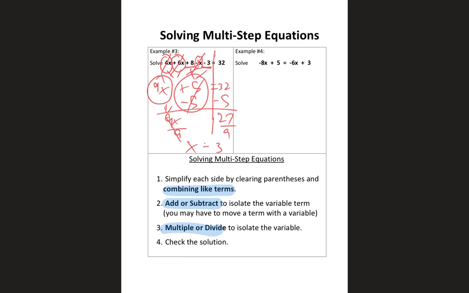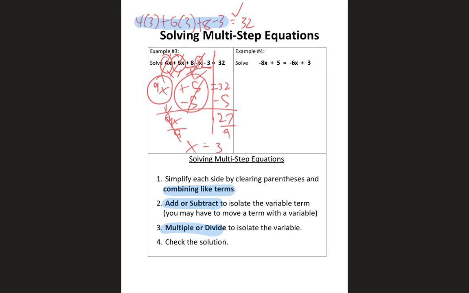And if we wanted to check our work, we would say 4 times 3 plus 6 times 3 plus 8 minus 3 and see if that equals 32, right? Just like we practiced before, we're going to put that in our calculator and that would equal 32.